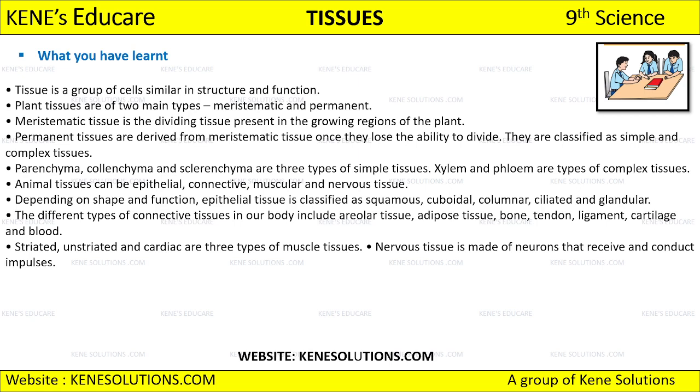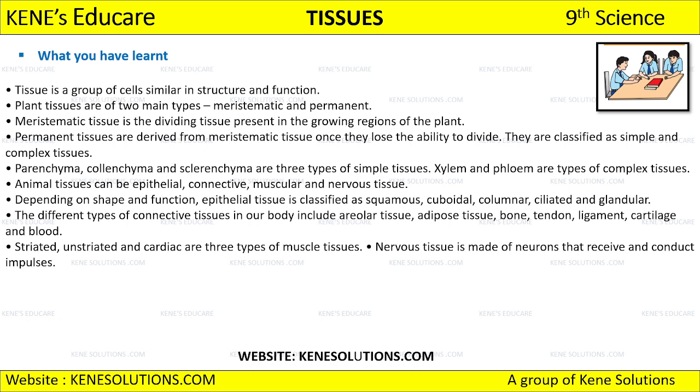Okay, then we have parenchyma, collenchyma, sclerenchyma, which are the types of simple permanent tissue, and xylem and phloem are the types of complex permanent tissue. Okay, then we have animal tissues, which can be further classified as epithelial tissue, connective tissue, muscular tissue, and nervous tissue. So these are the four different types of animal tissues that we have discussed. And depending on the shape and function, we can classify the epithelial tissue as squamous epithelium, cuboidal epithelium, columnar epithelium, ciliated epithelium, and glandular epithelium, right?